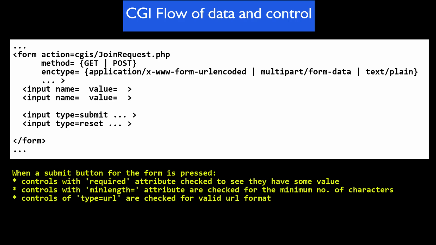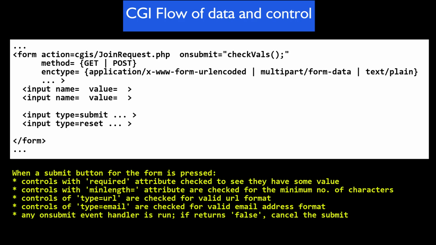Controls of type URL are checked to see if the value is a valid URL format, and if not, the user is directed to the field with an error message. Controls of type email are checked to see if the value is a valid email format, and if not, the user is directed to the field with an error message. Any onSubmit event handler is run. If this returns false, the submit is canceled. This allows you to run a check-in routine to screen data before it is submitted to the CGI.